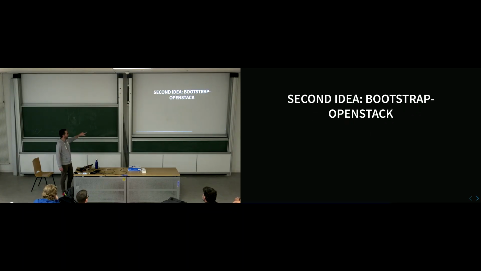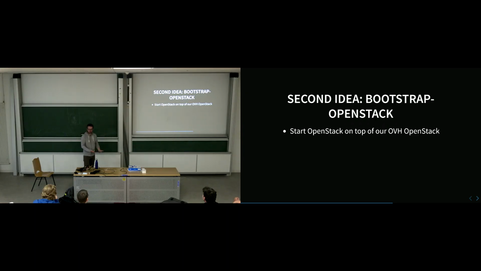So our second idea was to use a project that I call Bootstrap OpenStack. Bootstrap OpenStack starts an OpenStack on top of our own public cloud, because I'm lucky, I have access to a lot of servers and I can start a lot of instances. So I can start an OpenStack on top of this OpenStack, like a small region, a small OpenStack. I want it to be quick, so I want it to be started in less than 5 minutes.